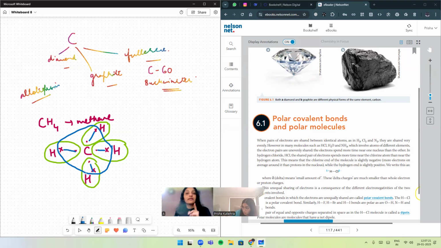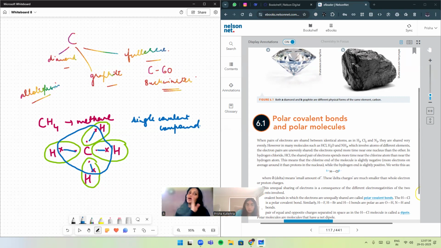At one moment, there is only sharing of one pair of electrons. So this is your single covalent compound, right? Single covalent compound. So this is a very good example of a covalent compound.